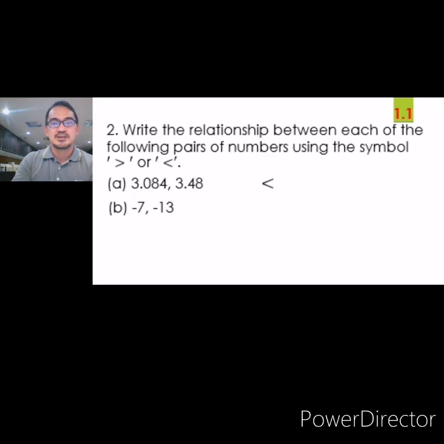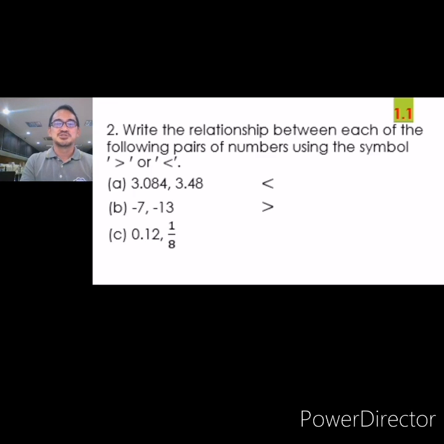Letter B, -7 and -13. Imagine the number line. Okay, the number line: a number from 0 to the left has a smaller value. Okay? From 0 to the right has a greater value. So we can differentiate -7 and -13, which is greater than or which is less than. -7 is of course greater than -13. -7 is closer to 0 than -13. That's why -7 is greater than -13.